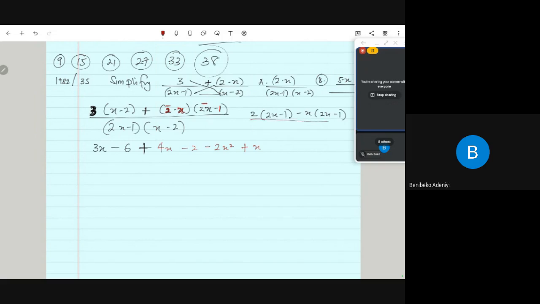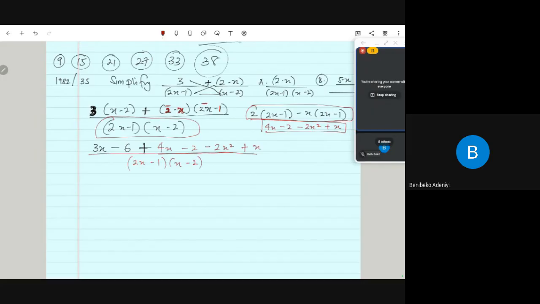If you expand this guy, you're going to get the same thing. How? 2 times 2x, 4x. 2 times minus 1, minus 2. Minus x times 2x, minus 2x squared. Minus x times minus 1, plus x. You can see, the only thing is that we have skipped writing this guy here, which is better for us because we need to skip steps. Do you understand? We have to be conservative. Don't forget that from the options, we know that we don't need to expand this guy. So we just keep writing it that way: 2x minus 1, x minus 2.